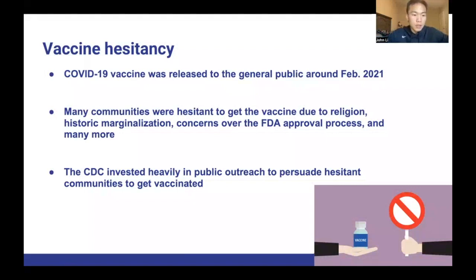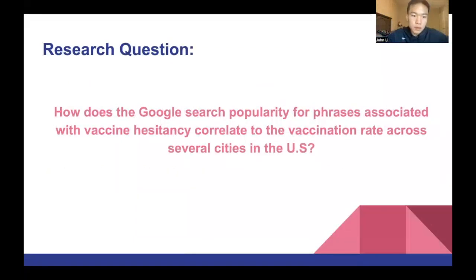CDC tries really hard to persuade the public, especially the hesitant group, to get the vaccine, because the COVID pandemic will end faster if more people choose to get the vaccine. The main research question in our study is: how does the Google search popularity for phrases associated with vaccine hesitancy correlate to the vaccination rate across several cities in the United States?